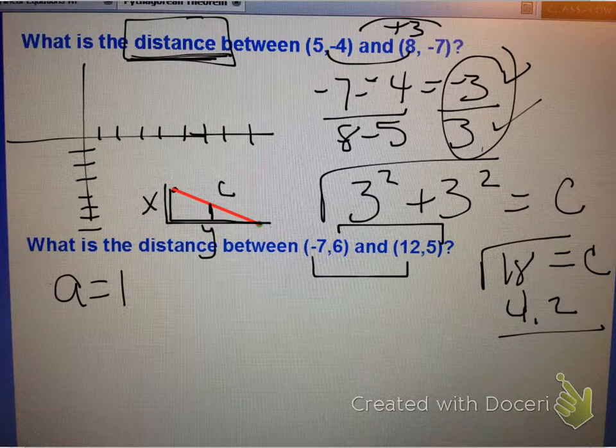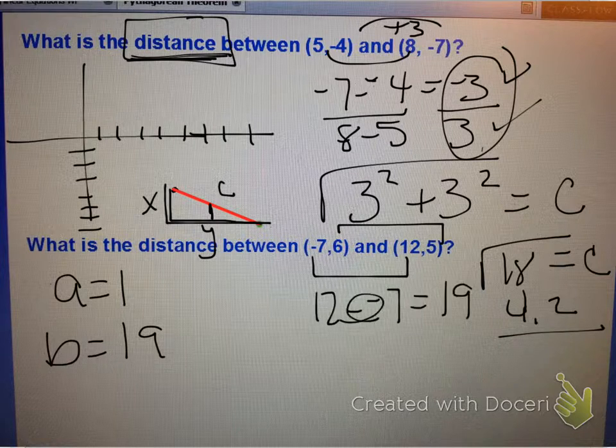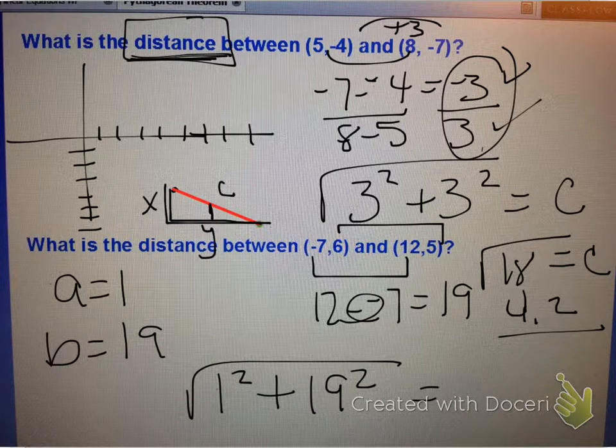And then from negative 7 to 12. Now that's quite a bit, because you're going from negative 7 to positive 12. So you're actually going to 19. If you say 12 minus negative 7, that means you would add 7, so it's 19. So B there is 19. So 12 minus negative 7, we would get that that's 19 units apart. So here I have the square root of 1 squared plus 19 squared, and we know that 1 squared is 1, so then 19 squared is 361 plus 1 is 362, so this would be the square root of 362.